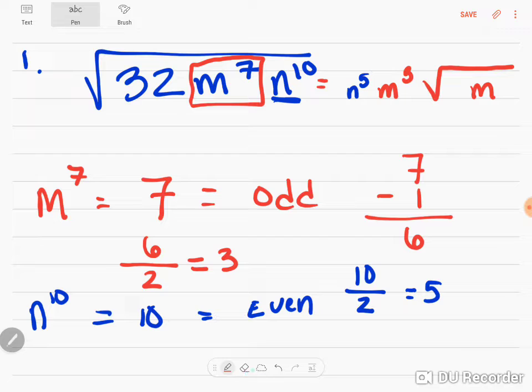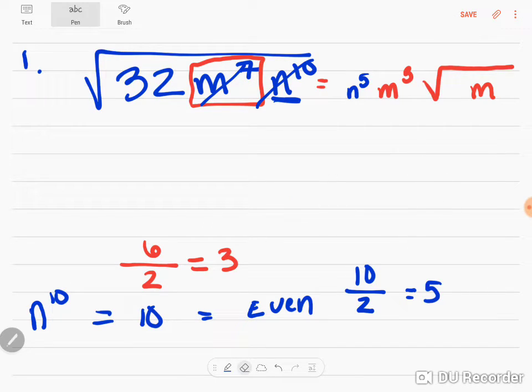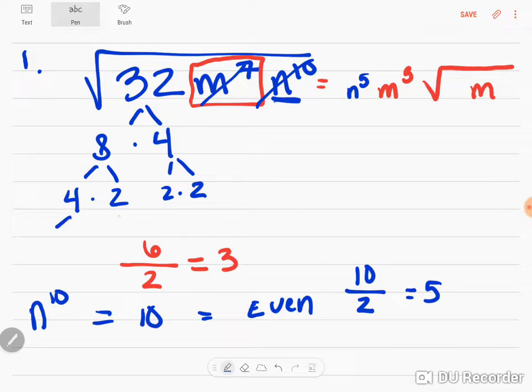Now we are completely done with our variables. The only thing I have left is the 32. So I'm going to erase this because I need some space. The 32, 8 times 4, 4 times 2, we're just making a tree. All right, so now I got it down to its prime. I have 2, 2, 2, 2, 2. I have 5 2s, so let me write that right here. 1, 2, 3, 4, 5.